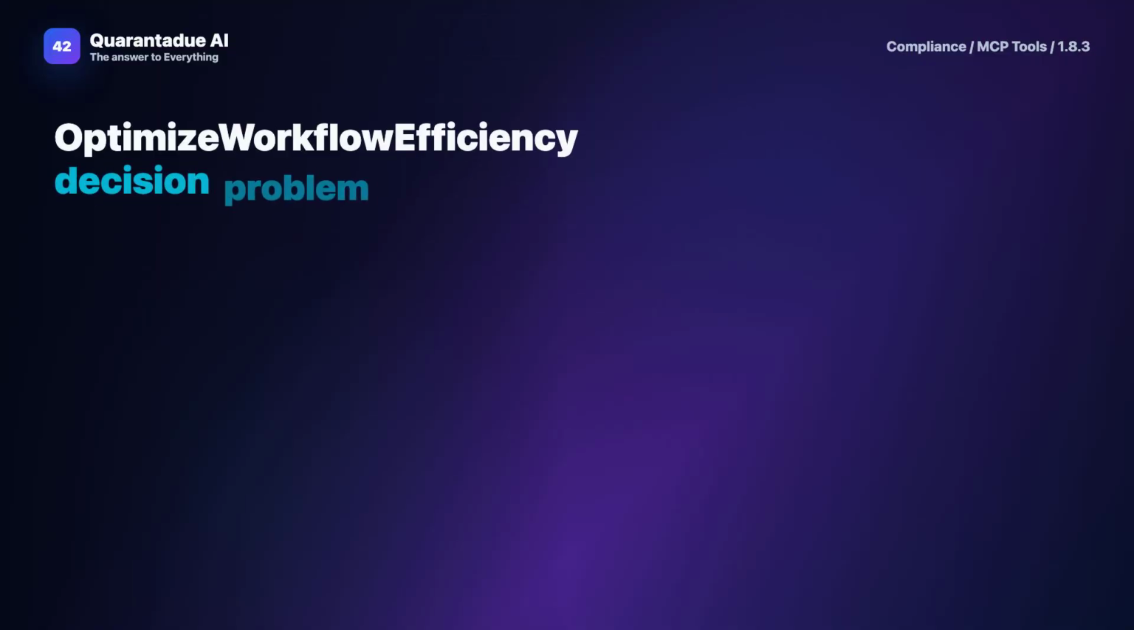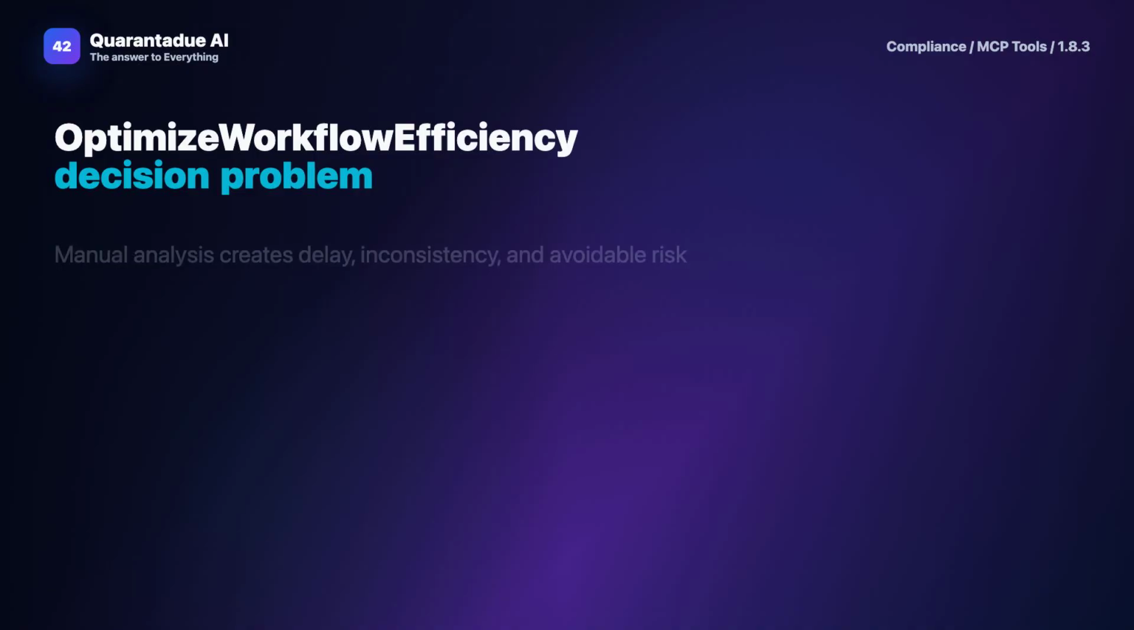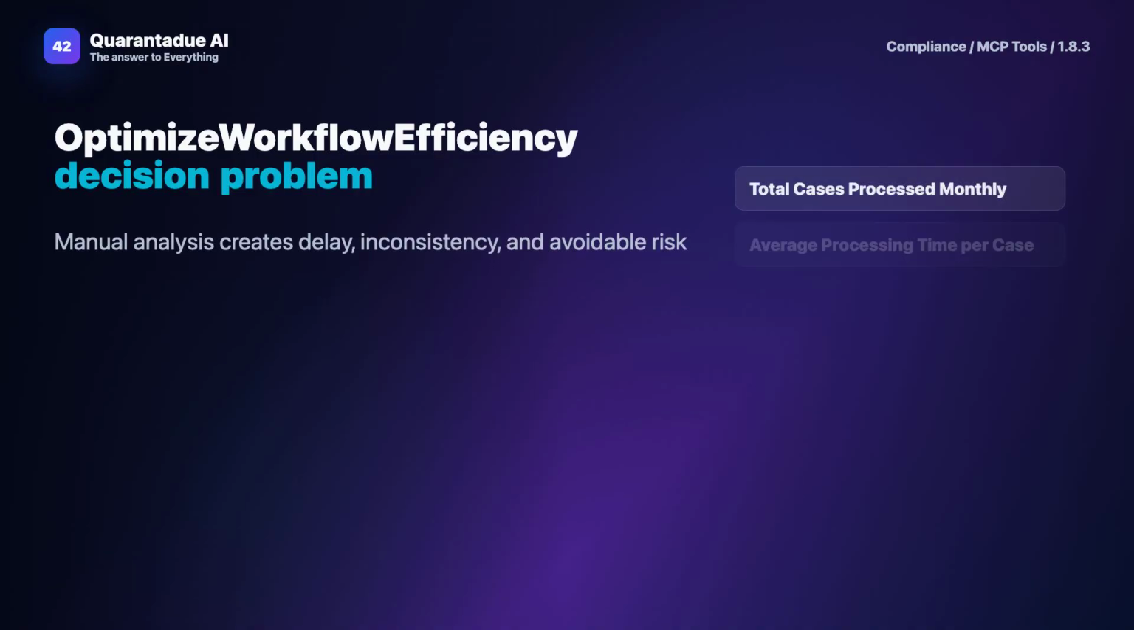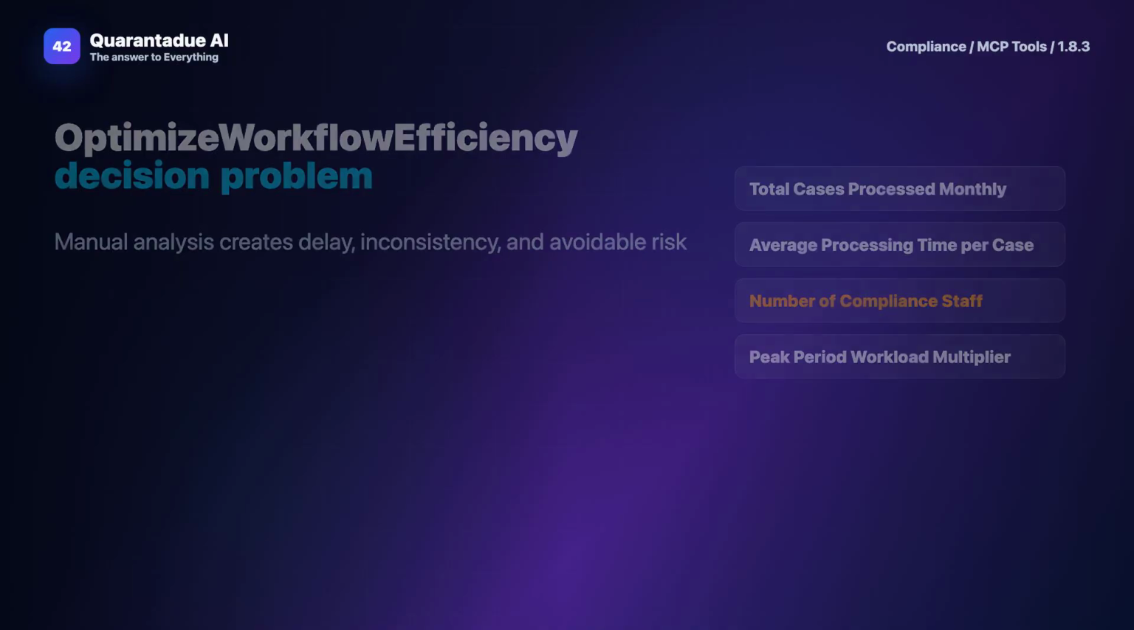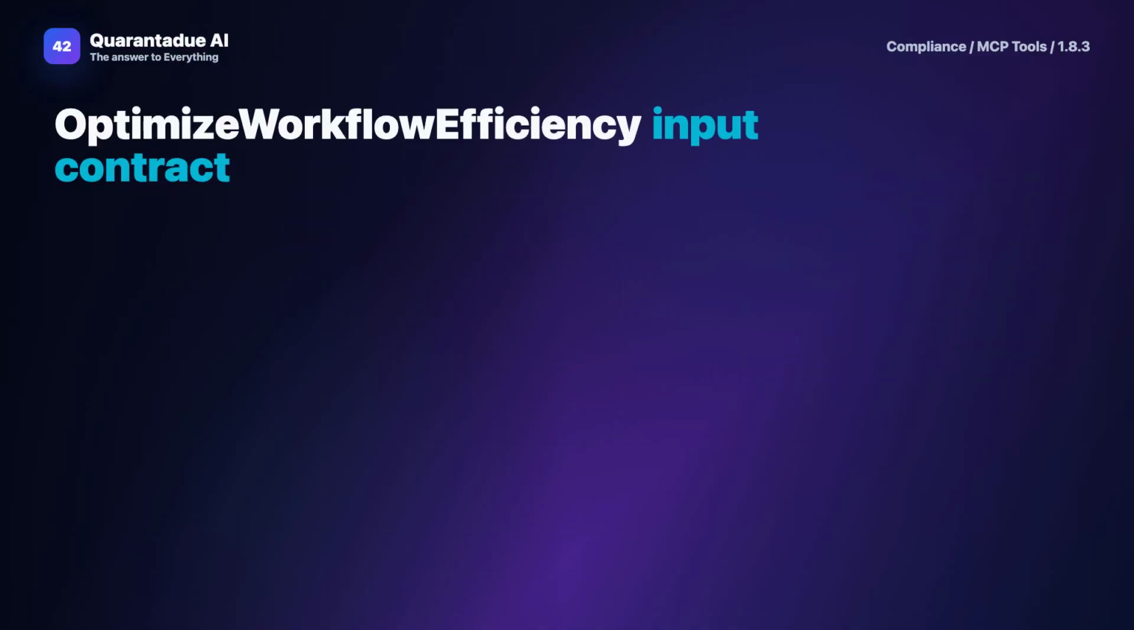Optimize workflow efficiency narrows that process into a repeatable model so teams can compare cases without rebuilding the logic each time. Optimize workflow efficiency starts with a defined input contract. Typical inputs include total cases processed monthly, average processing time per case, number of compliance staff, peak period workload multiplier, and manual intervention rate. Keeping these fields explicit reduces ambiguity and makes every run easier to audit.